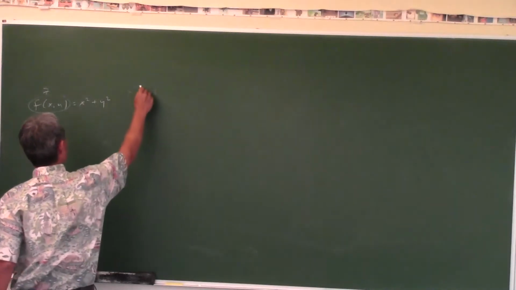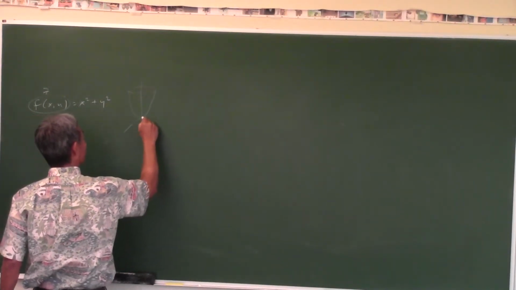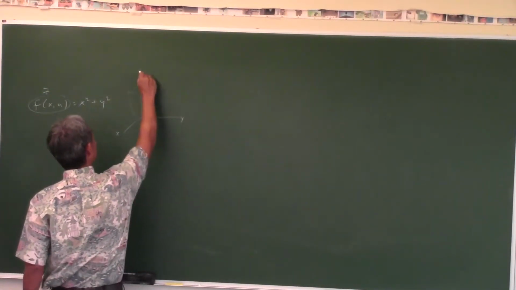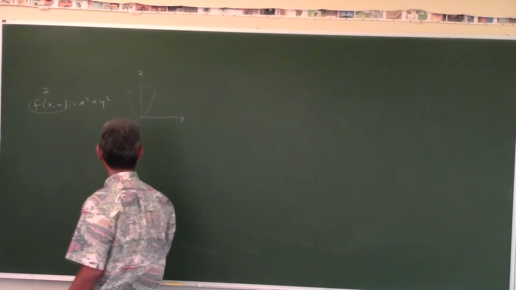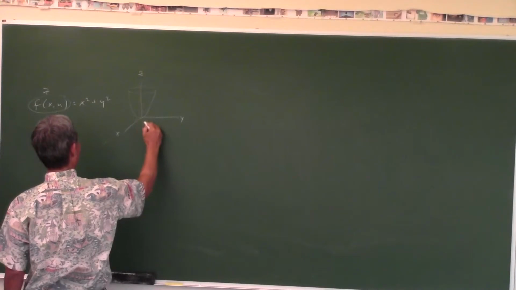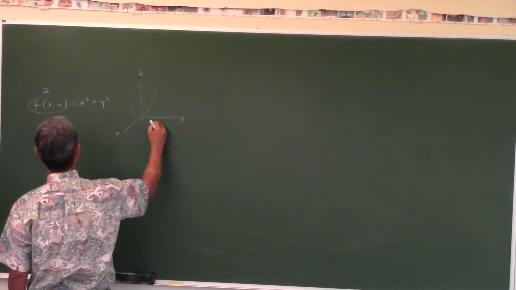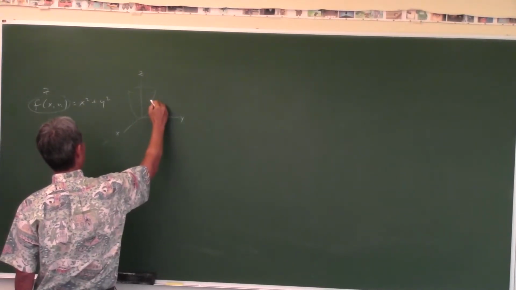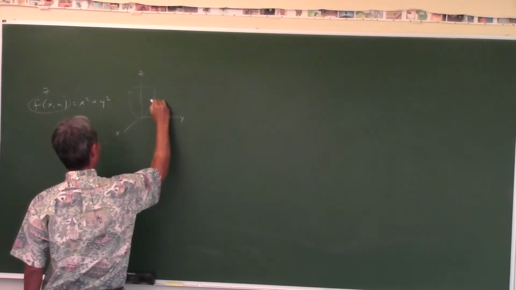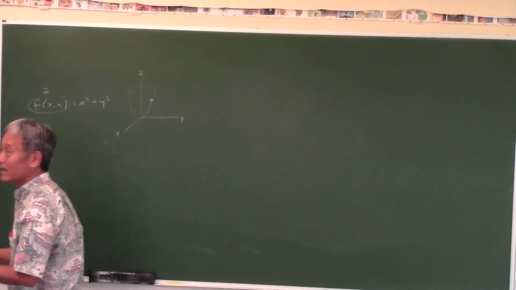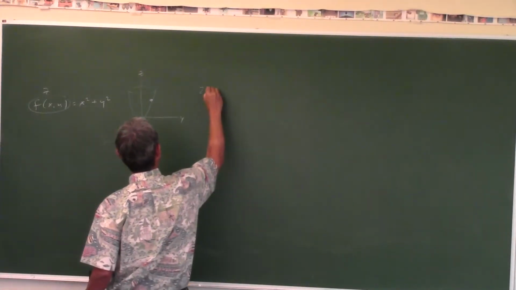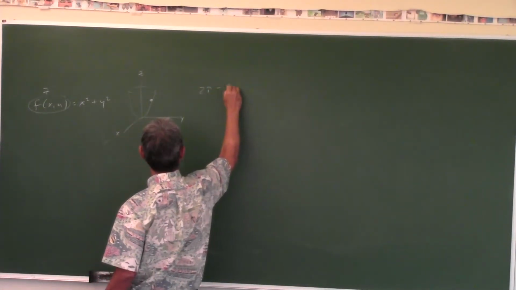Okay, so if we attempt to graph this for funsies, it looks like this. When x is 1 and y is 2, what is the z coordinate? It's going to be 5, so maybe about here. Right at that point, we're going to compute the directional derivative in the direction of 2i minus 3j.